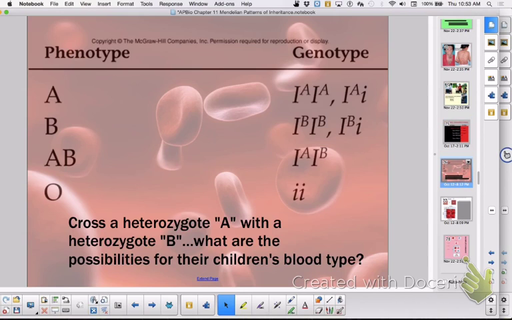So let's take a look here. In your practice problems, I would like you to cross a heterozygote A with a heterozygote B and look at the possibilities for the children's blood type.